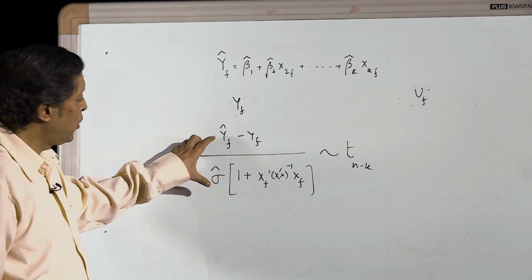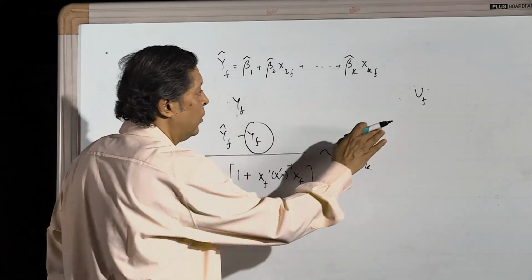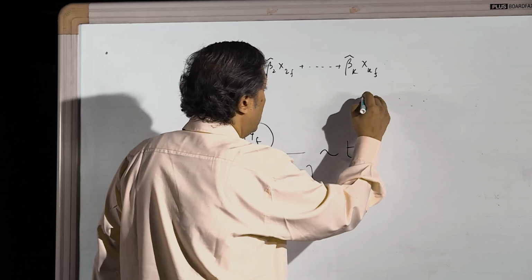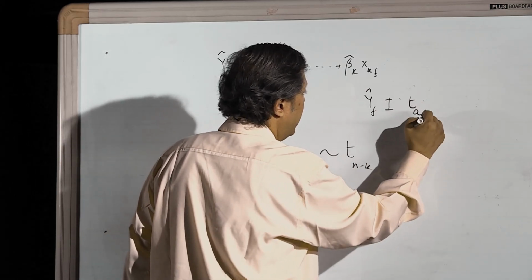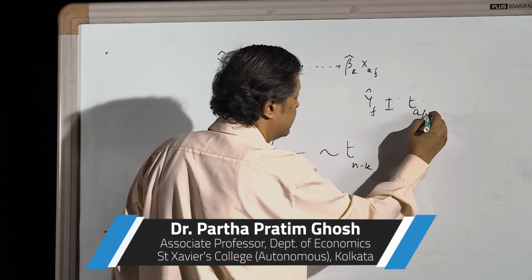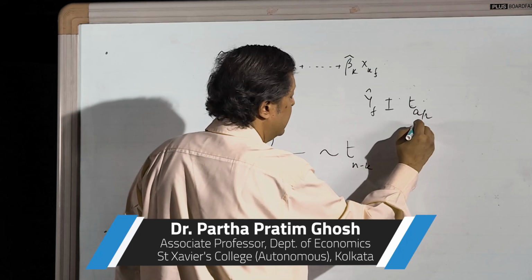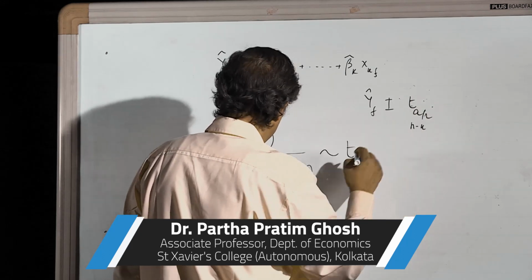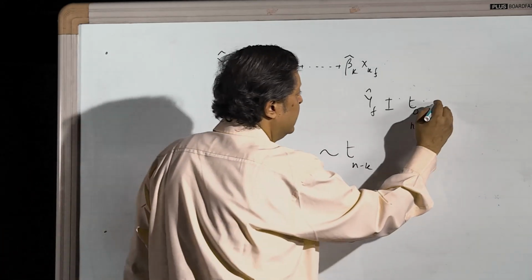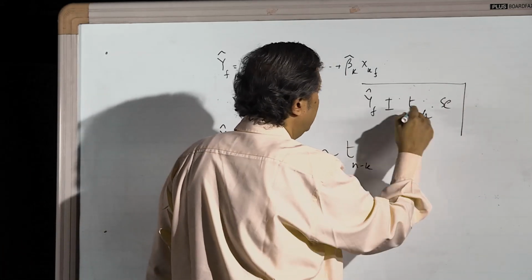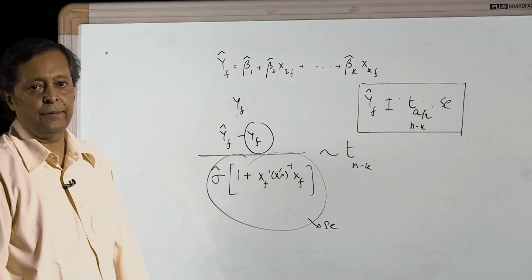So, here again from this we can find the confidence interval for yf. What is the confidence interval? We say it is y hat f plus and minus t a by 2, where 1 minus a into 100 is the level of confidence, with n minus k degrees of freedom, times the standard error. So, that is the confidence with which we can predict yf.